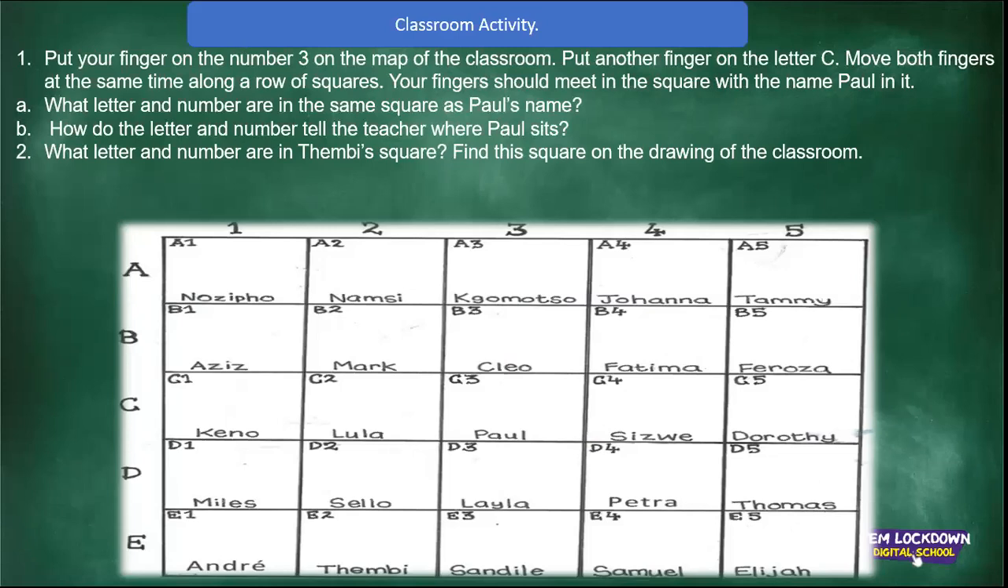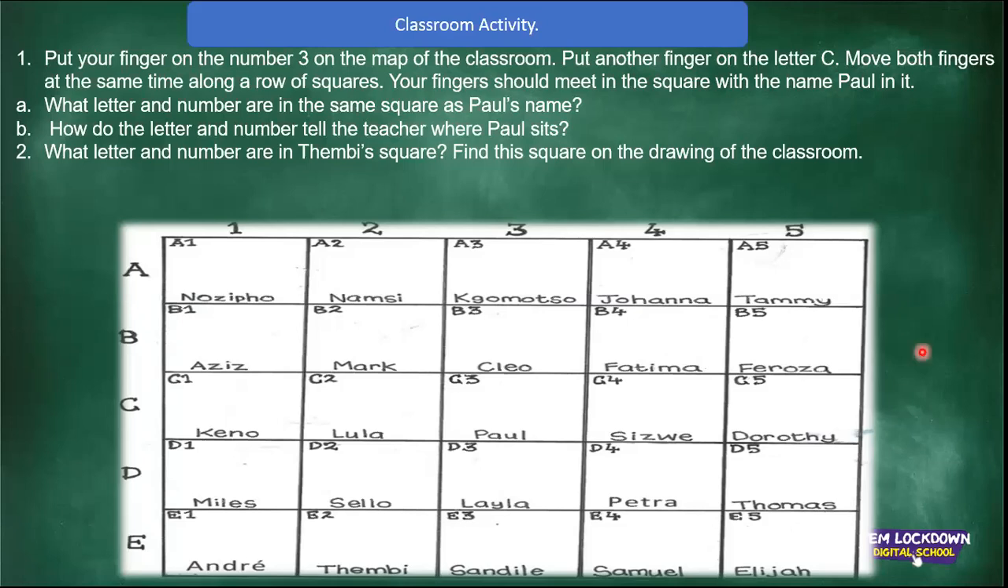Kingsley. Ma'am, can you please repeat the question? What letter and number are in Tembi's square? Look for Tembi and tell me the letter and number.